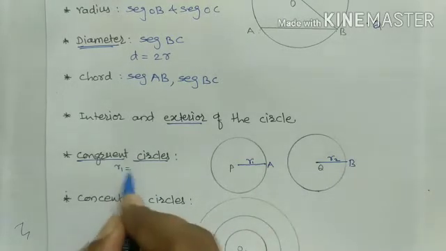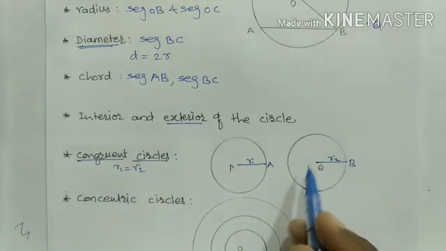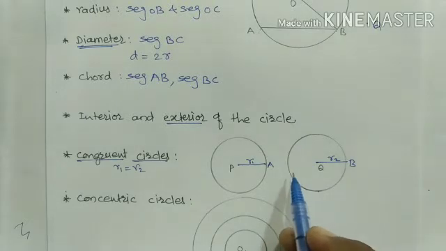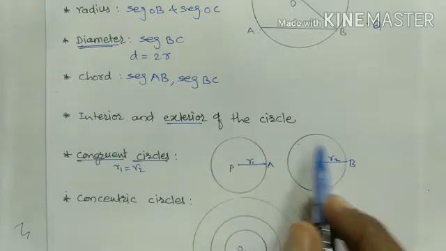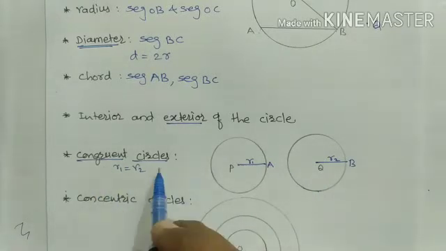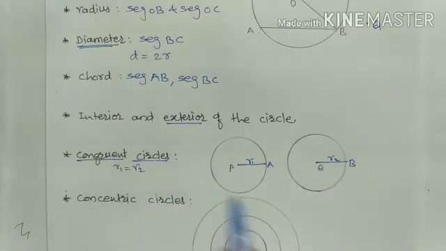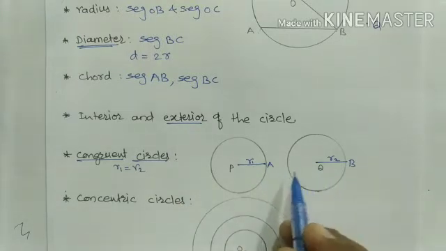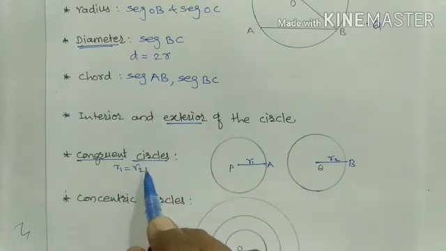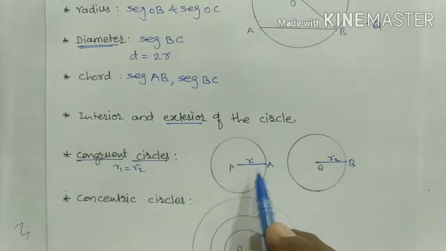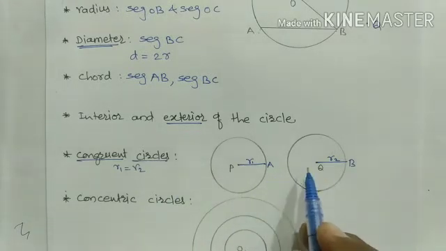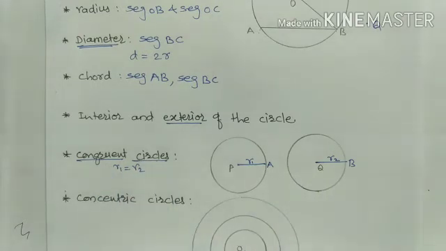Here R1 equals R2. It means that these two circles are having equal radii. That's why these two circles are also called the congruent circles. It means that the circles having equal radii are called the congruent circles. म्हणजे ज्या सर्कल्सच्या रेडियस ह्या समान असतात, सेम असतात, these circles are called the congruent circles.